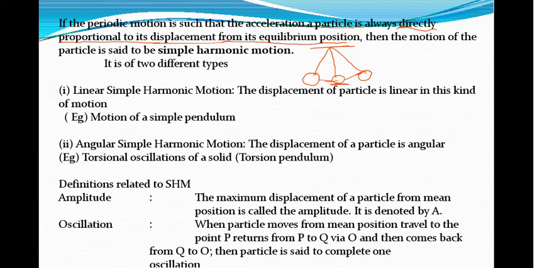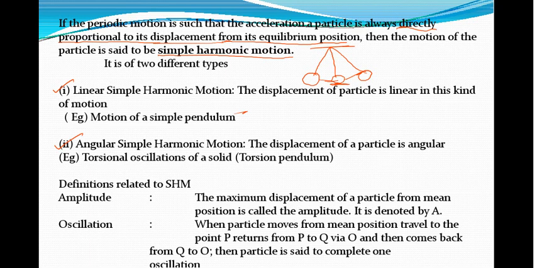This kind of motion is said to be simple harmonic motion, right? So there are two different kinds of simple harmonic motion. One is linear simple harmonic motion and another one is angular simple harmonic motion. So linear simple harmonic motion, the example is motion of a simple pendulum. So it is moving linearly along a particular axis, that is x-axis. If you move in this direction, it may be y, you can consider it as y or z. So along only one axis it will move, but in this straight line motion, right?